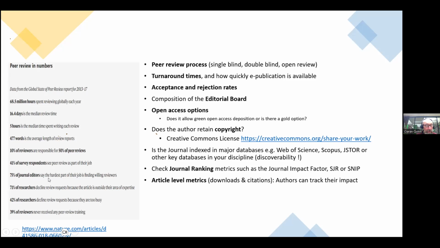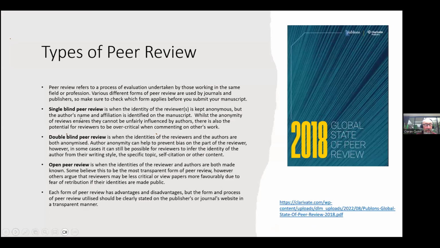Difficulty in getting peer reviewers. Okay, 71% decline review requests because the article is outside their area of expertise. So as I mentioned, this area of finding a person that's expert in your area can be challenging. Decline because they're too busy. 39% never receive any peer review training. So there's a lot of issues around it that you'll probably have to take into account when you're deciding where to publish. And again, just a bit more detail on these.